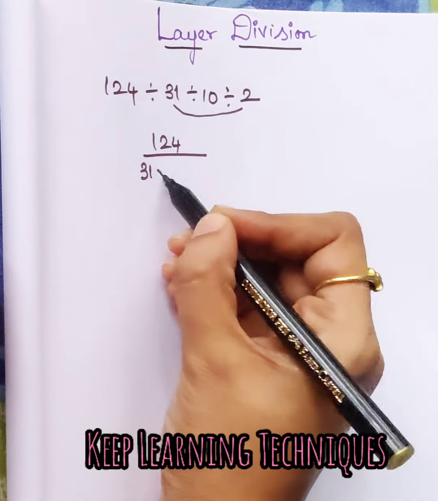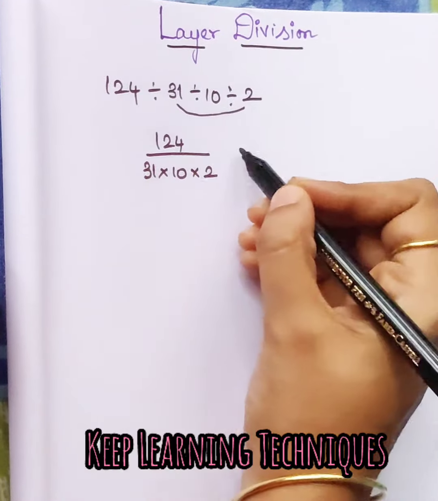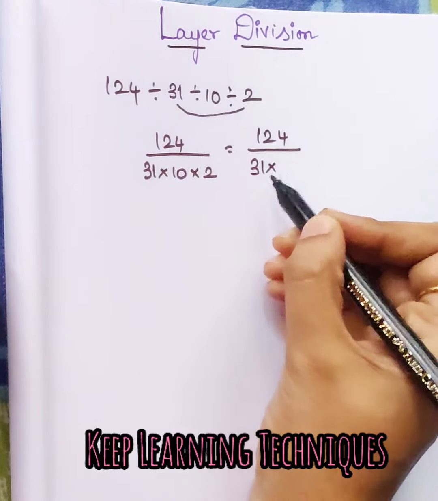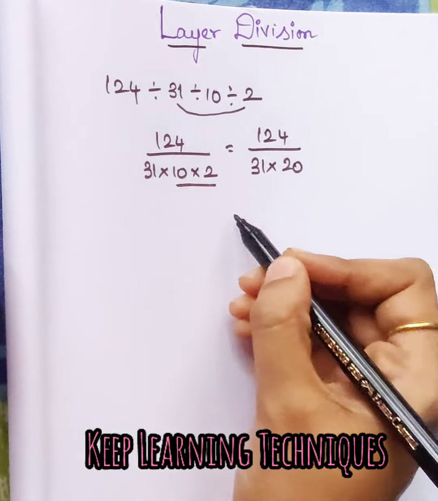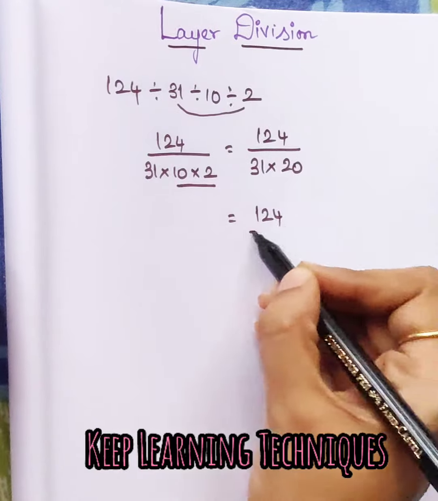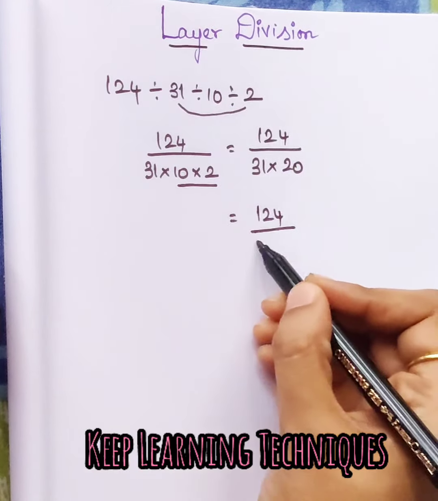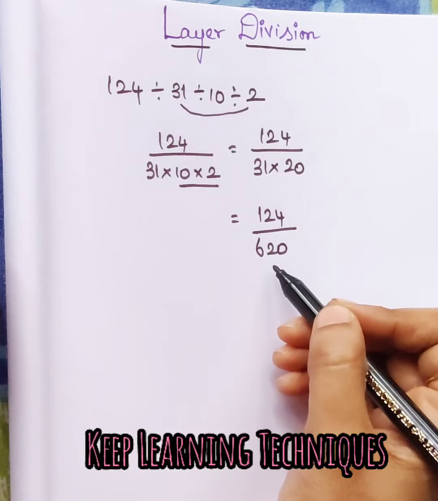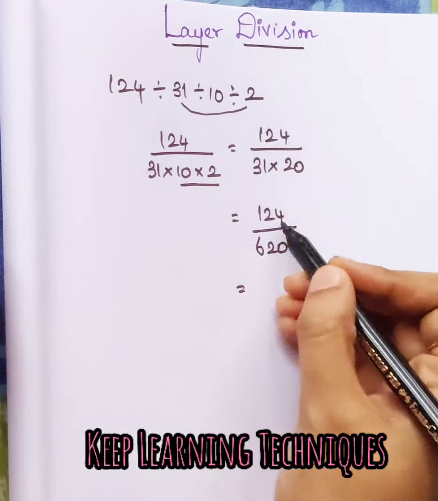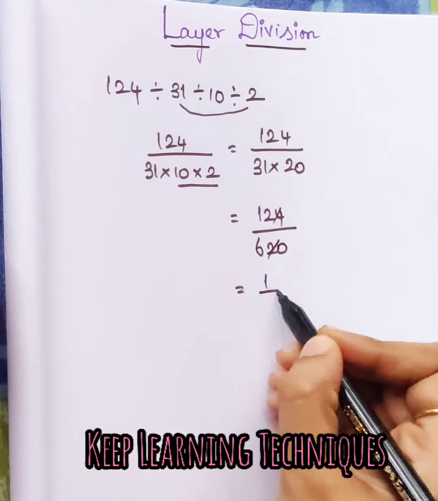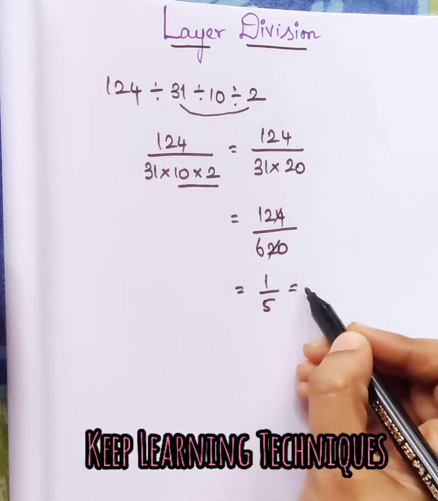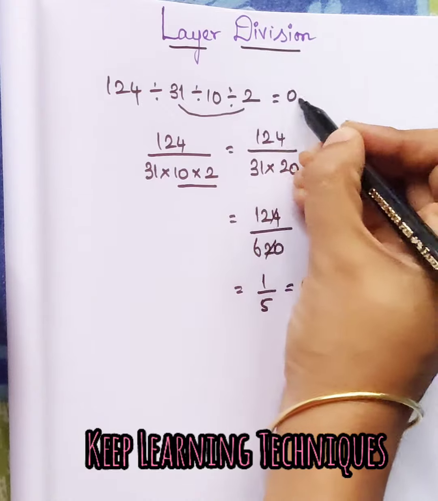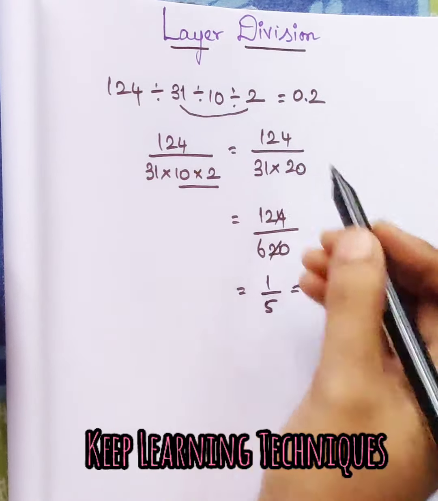So 31 into 10 into 2 is equal to 124 divided by 31 into, this one is 20. And 31 into 20 is equal to 620. We just do the usual division here. So 124 divided by 620 is 1 by 5, which is equivalent to 0.2. So this is the answer: 0.2 is the answer for this layer division.